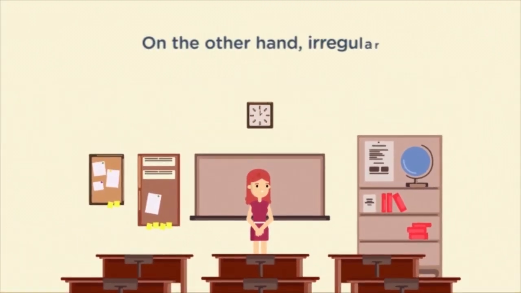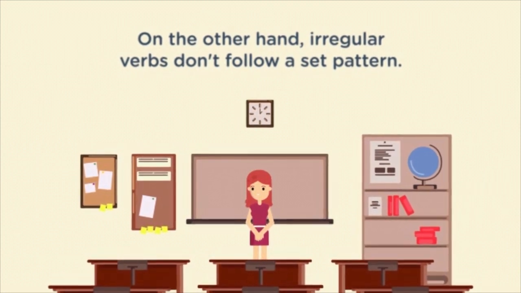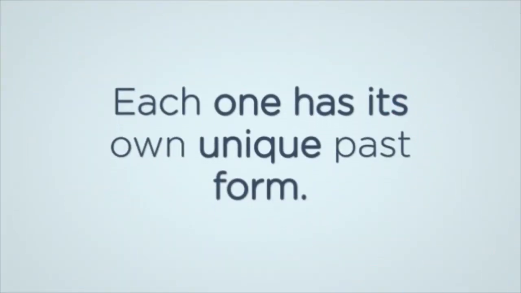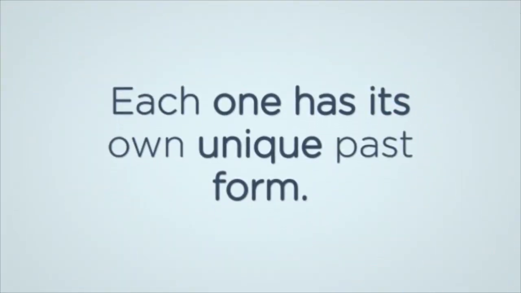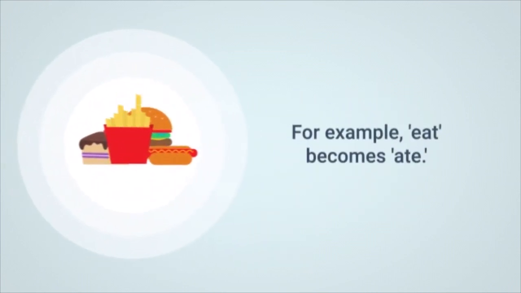On the other hand, irregular verbs don't follow a set pattern. Each one has its own unique past form. For example, eat becomes ate.